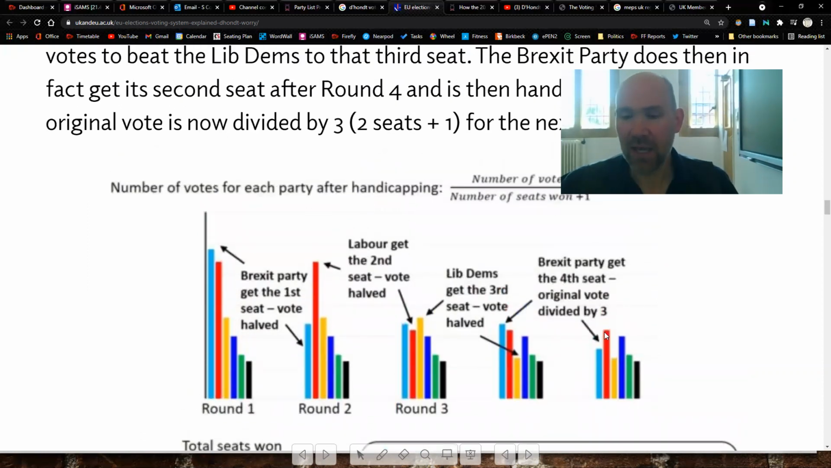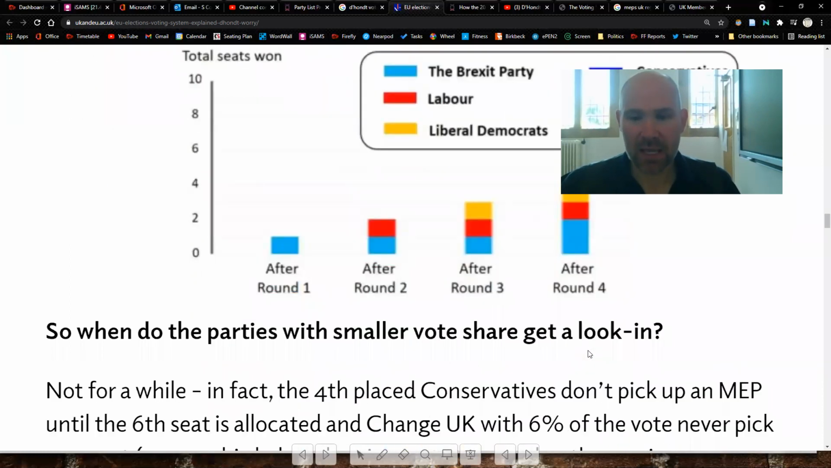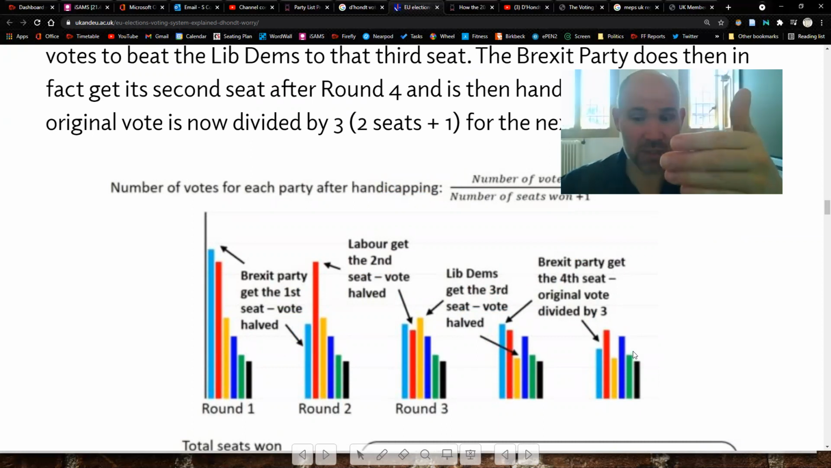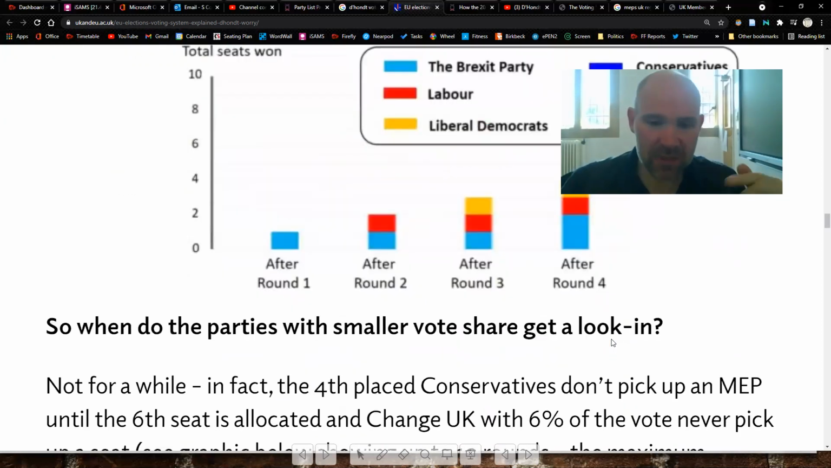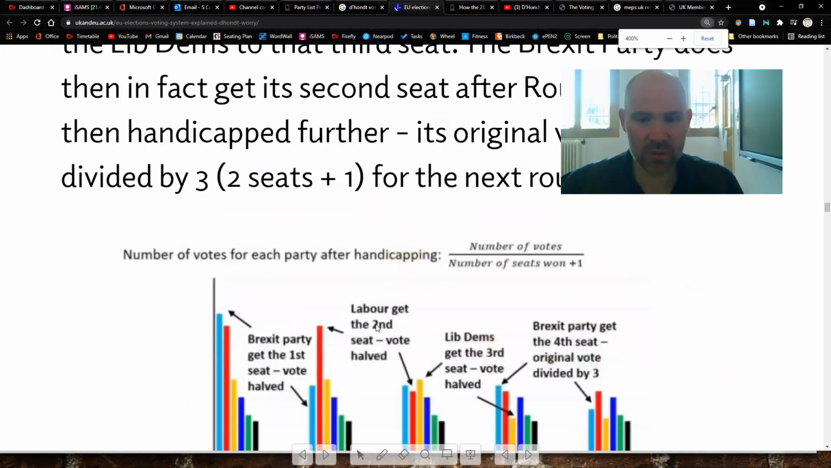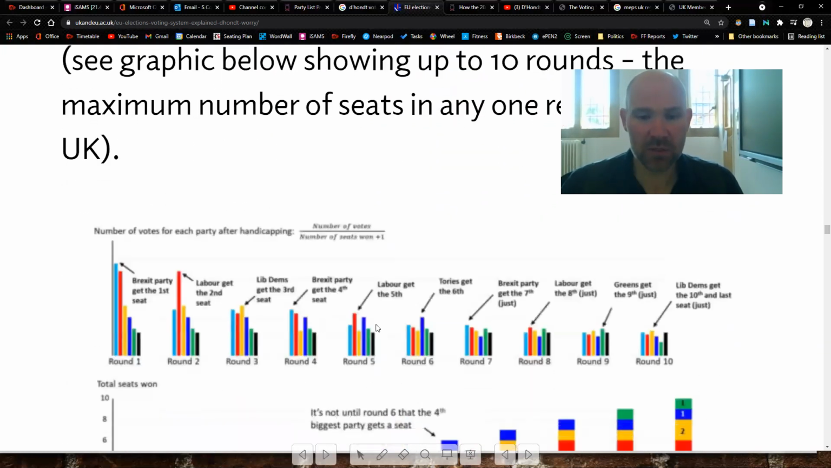So now we look again, and the Labour Party will get the next one. Theirs will be divided down, and so on, and it keeps going down. It depends how many seats there are available. So if there's only 4 seats available, we stop there. Note the Conservative Party never got one. But if you carry on down, for argument's sake, if you had 10 seats, and I'm not going to blow this up too big, eventually the Conservative Party would get a seat.